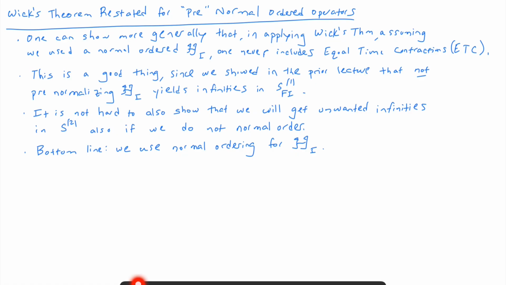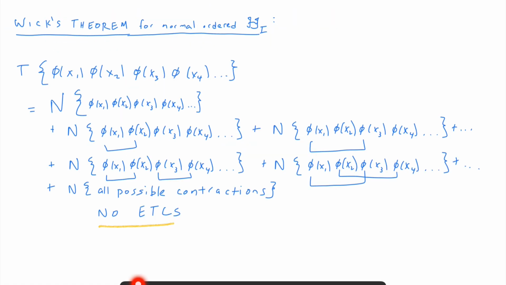So the upshot of all this, if you don't want to read it all, is that this is a slight modification of Wick's theorem in the way that we'll always use it. We'll always use normal ordered interaction Hamiltonians.